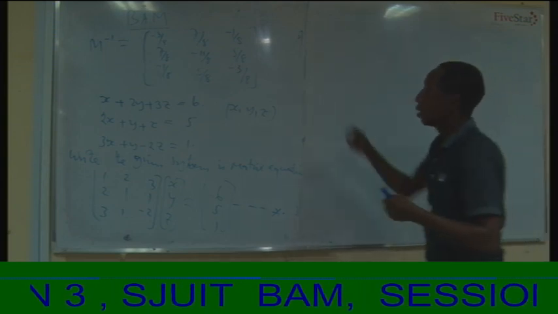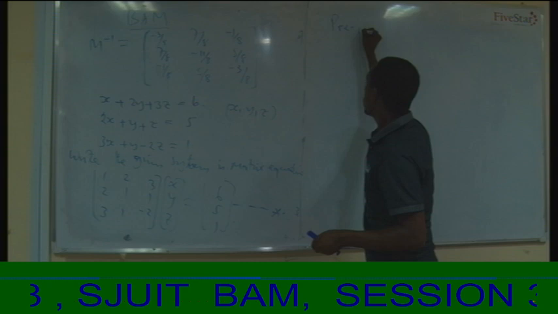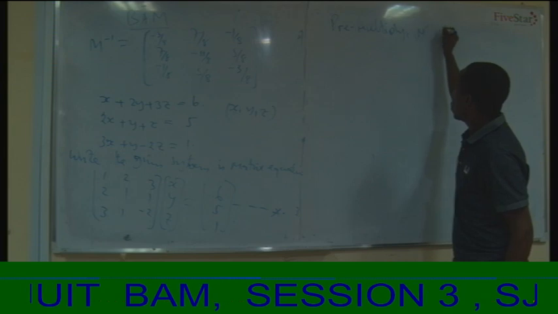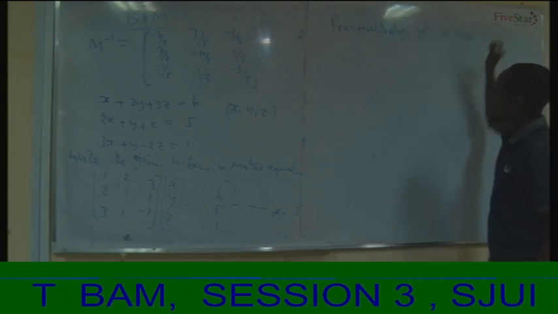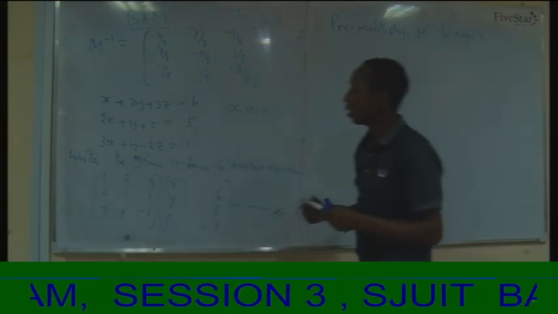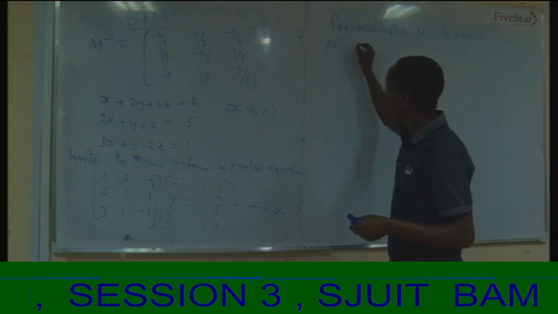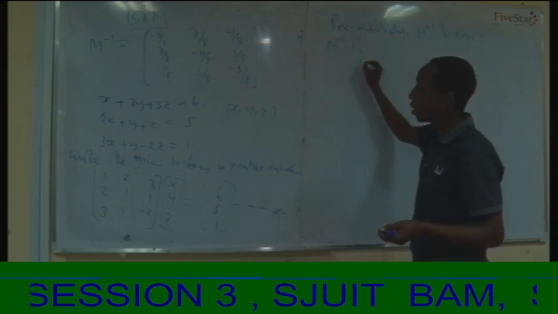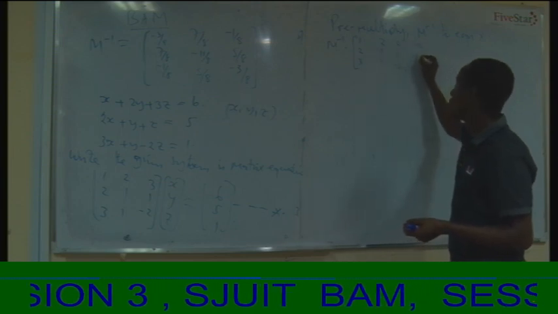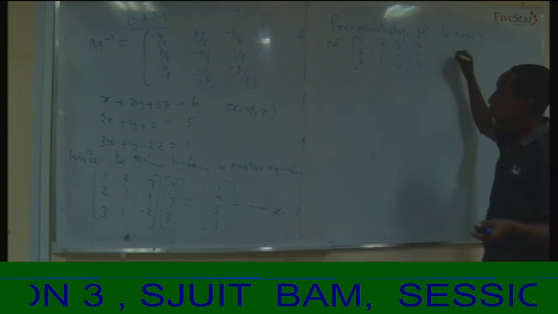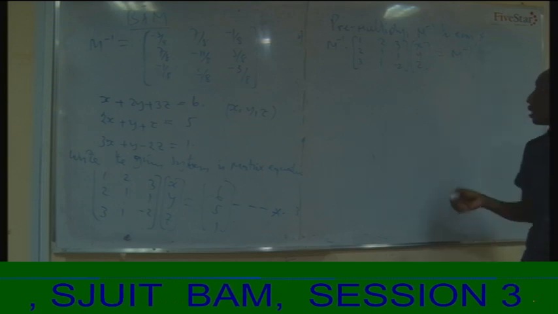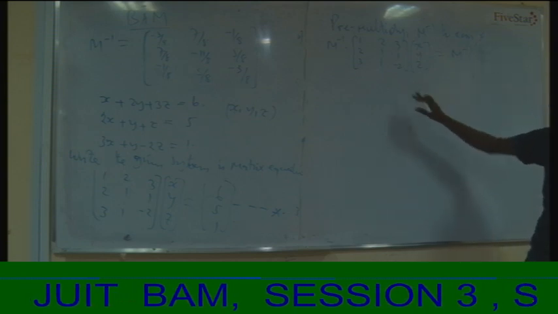Pre-multiply. Very important to remember this. Pre-multiply M inverse to equation star. Pre-multiply means the matrix M inverse comes first. So this will be just M inverse times the matrix, which is 1, 2, 3, 2, 1, 1, 3, 1, negative 2, times x, y, z, equals M inverse times the matrix 6, 5, 1. So that is what we mean when we say pre-multiply the given matrix.